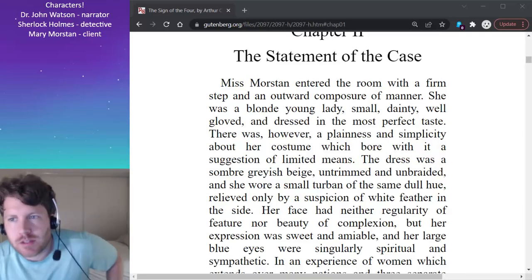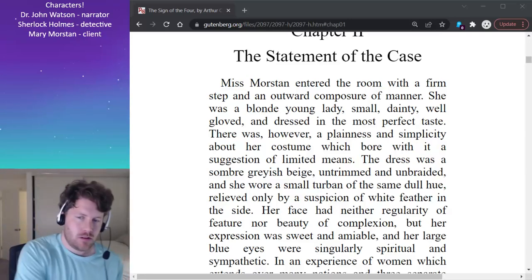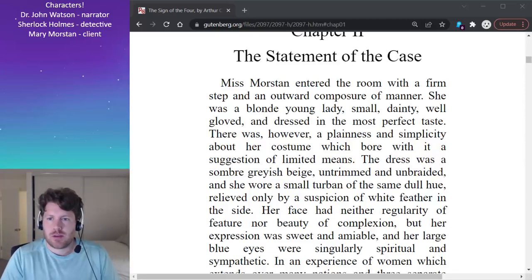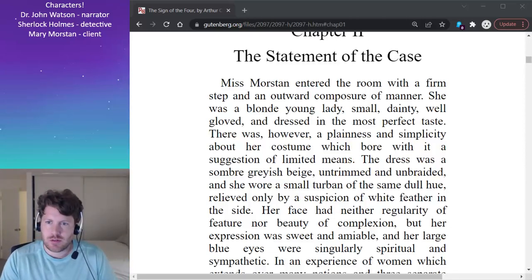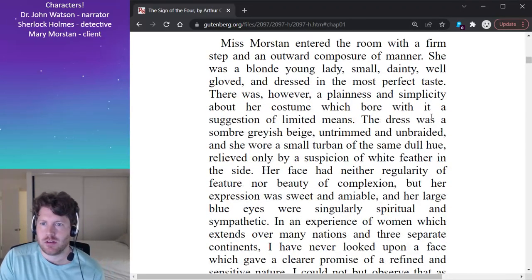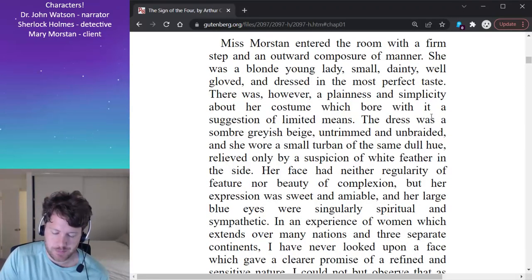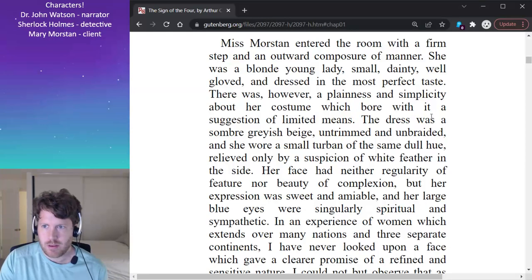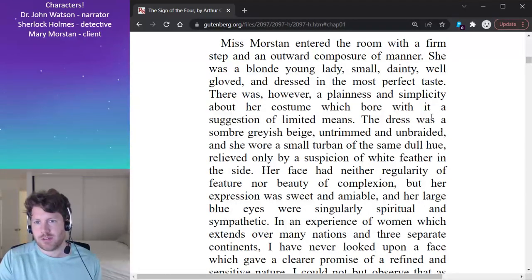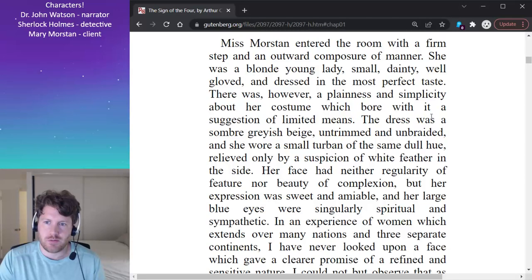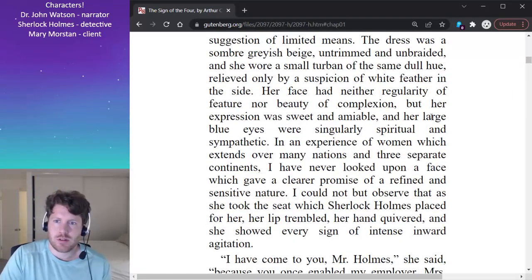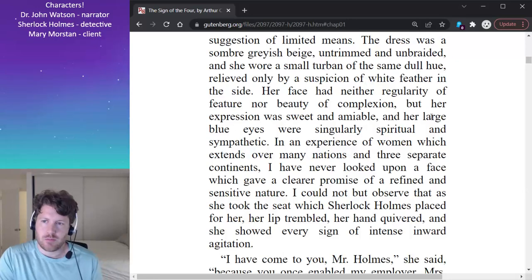All right, chapter 2, the statement of the case. Miss Morstan entered the room with a firm step and an outward composure of manner. She was a blonde young lady, small, dainty, well-gloved, and dressed in the most perfect taste. There was, however, a plainness and simplicity about her costume which bore with it a suggestion of limited means. The dress was a somber grayish beige, untrimmed and unbraided, and she wore a small turban of the same dull hue, relieved only by a suspicion of white feather in the side.